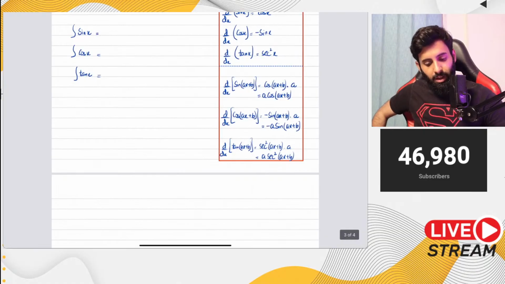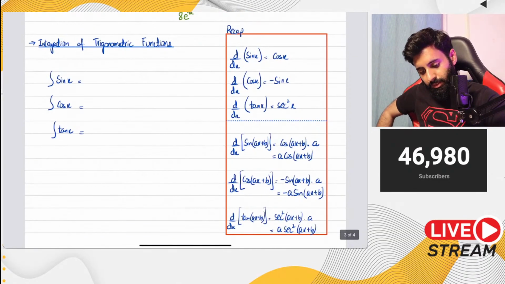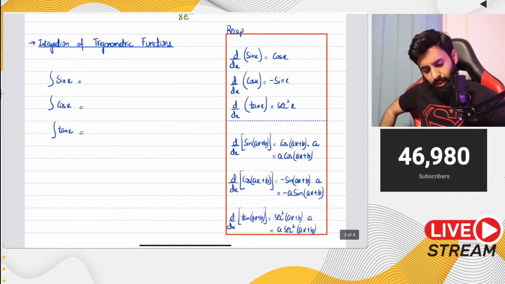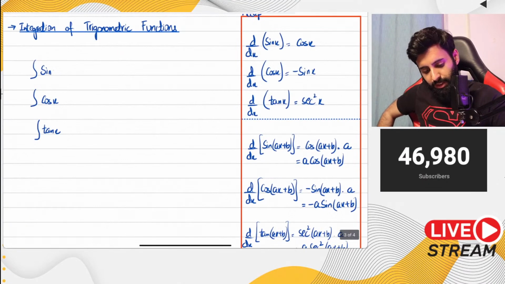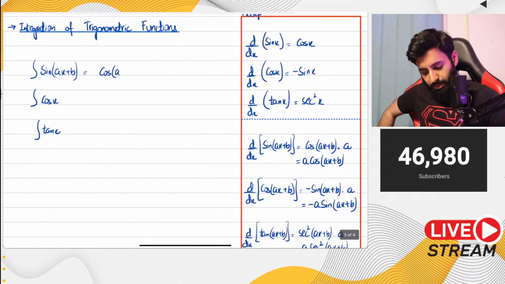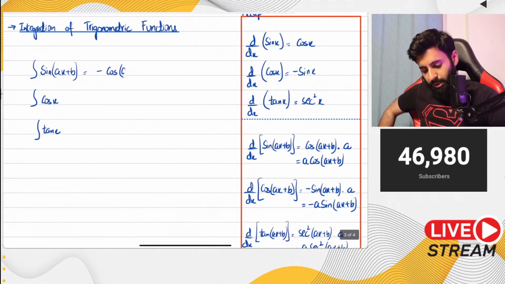All right. Now what about the integral? Let's skip the basic integral. If you have to integrate sine of ax + b, the integral of sine of ax + b will be cos of ax + b. No, wait a minute. The integral of sine is going to be minus cos. So it's going to be minus cos of ax + b.